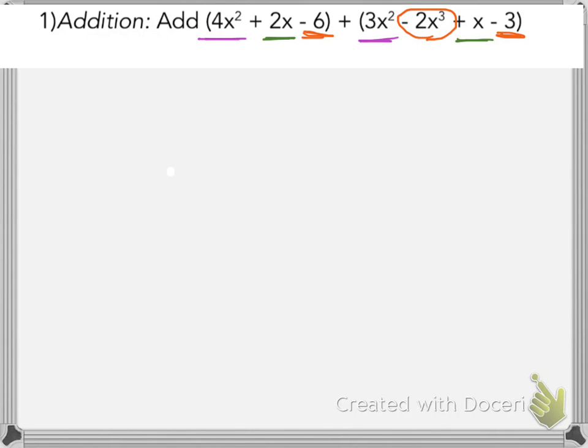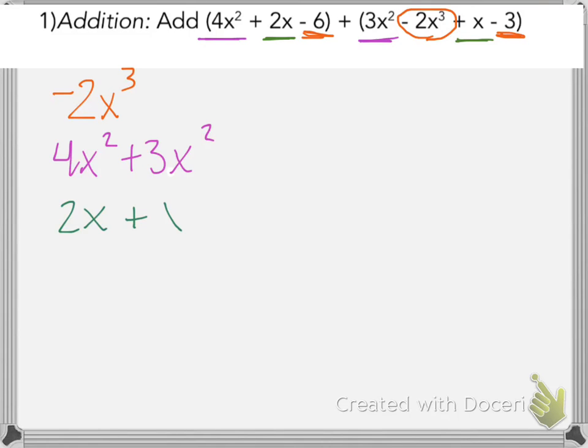But remember, I want to write it in order. So my x cubed term is actually going to come first, negative 2x cubed. And then 4x squared plus 3x squared. And then 2x and x, and negative 6 plus a negative 3.